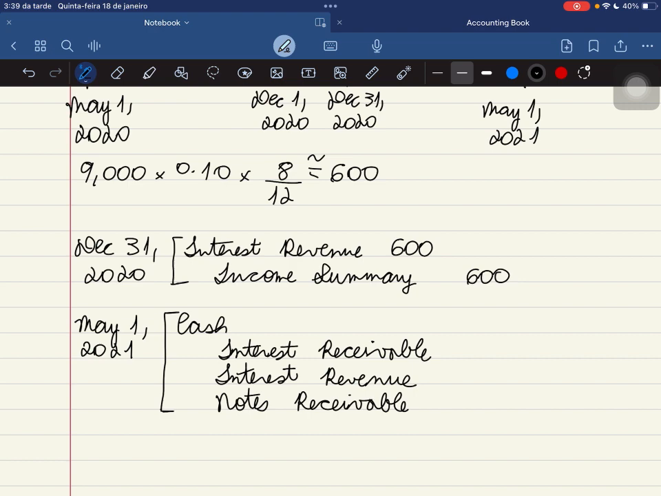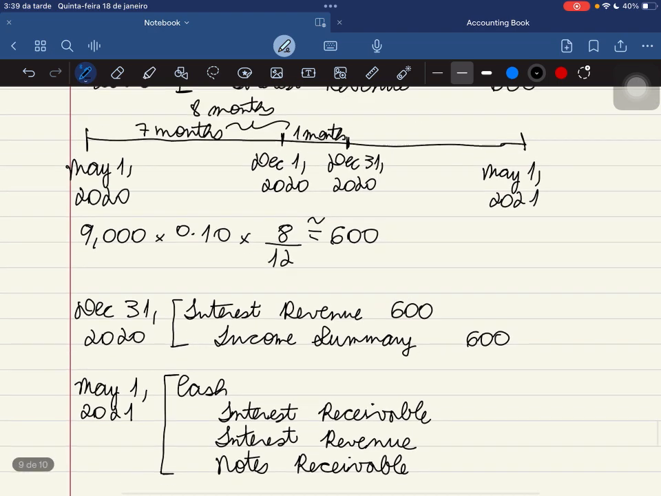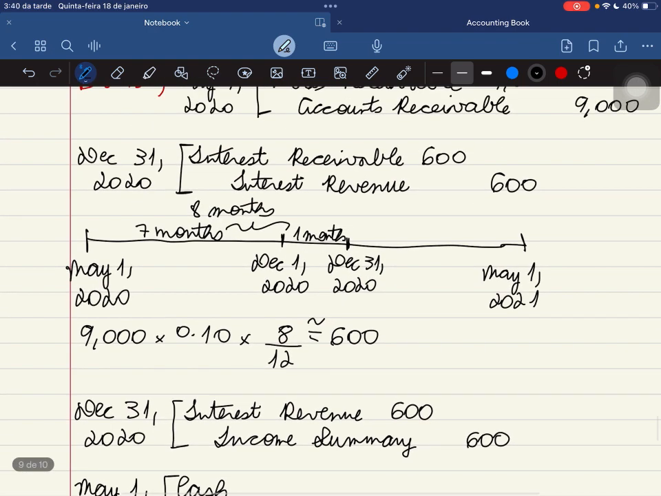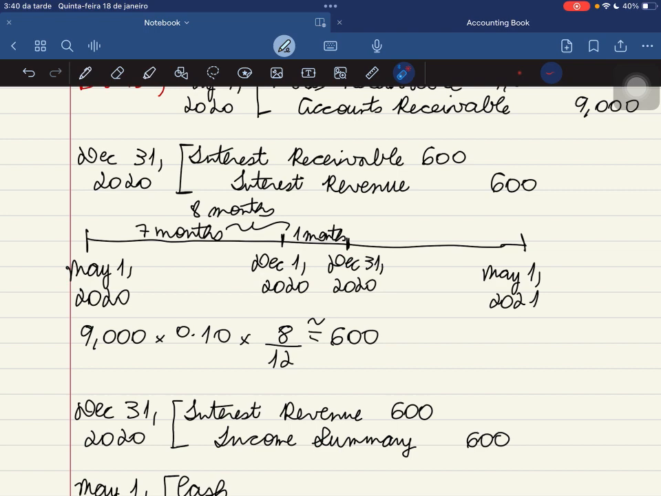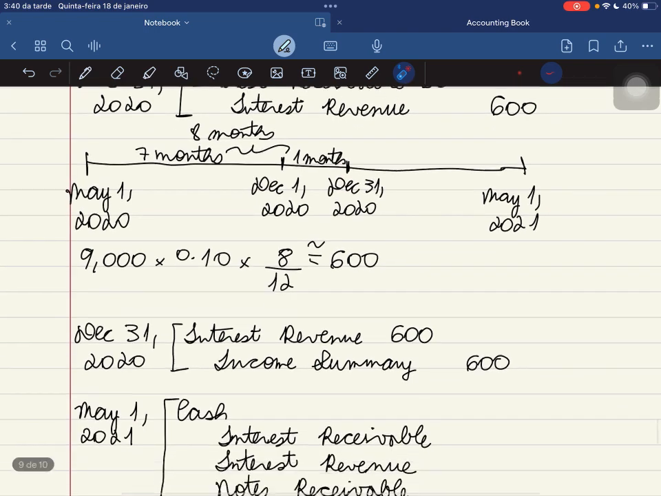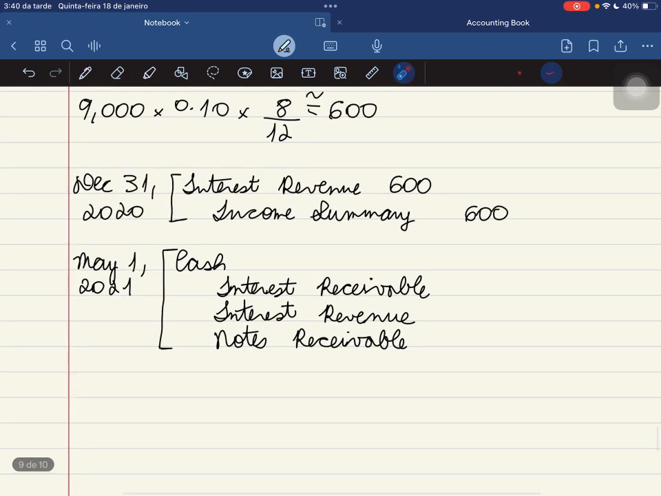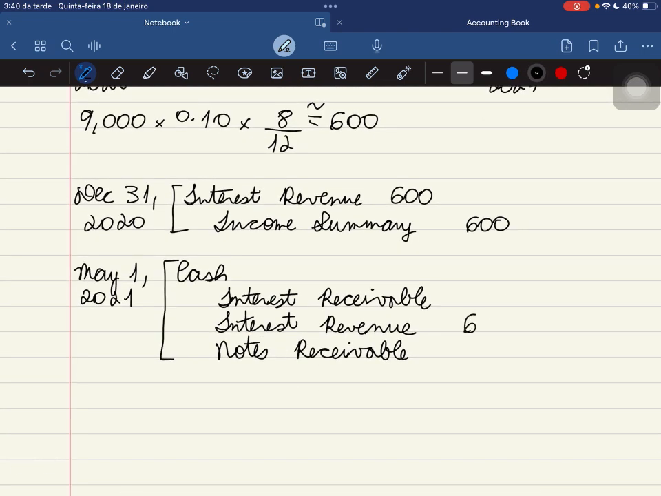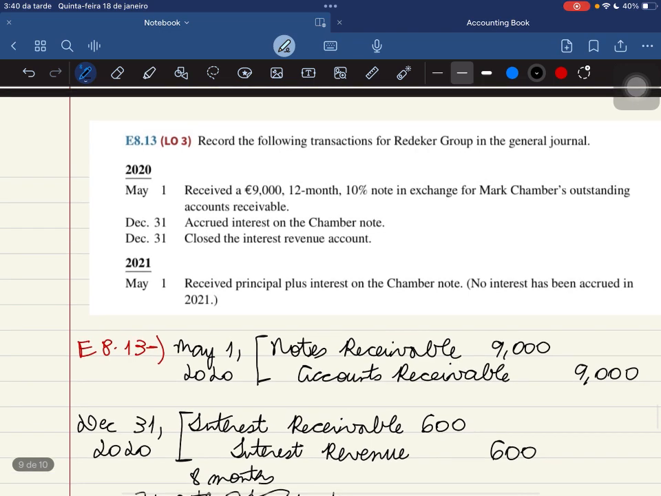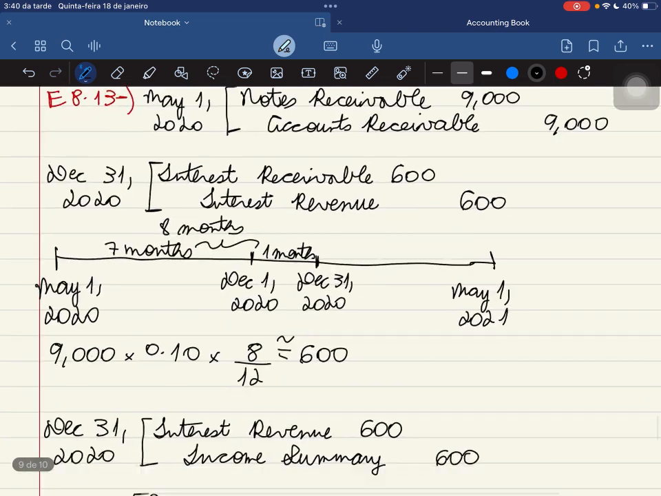Okay, so how many months do I still have in the future? 8 months have passed, correct? This is when we accrued for the first time. On December 31st of 2020, we accrued 8 months. So the interest receivable that I recorded until that time, how much was it? It was 600, right? For the 8 months, it was 600. So over here, we're going to put 600. And the original value of the note was 9,000.